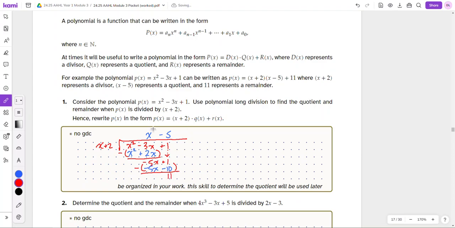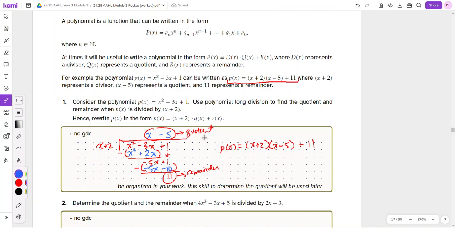And so I can identify that this part up here is going to be my quotient, and this part down here is going to be my remainder. Now we're also asked to rewrite this p of x in the form x plus 2 times something, and so we can say p of x is going to be x plus 2 times x minus 5 plus a remainder of 11. So we see what we had in our example above.